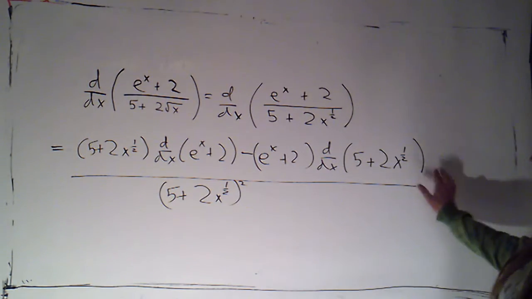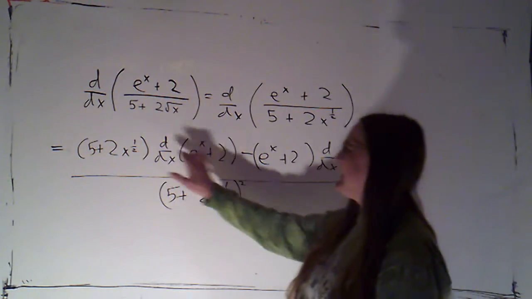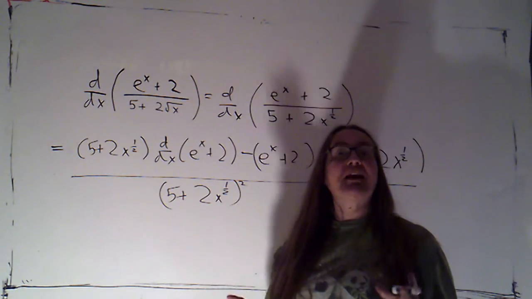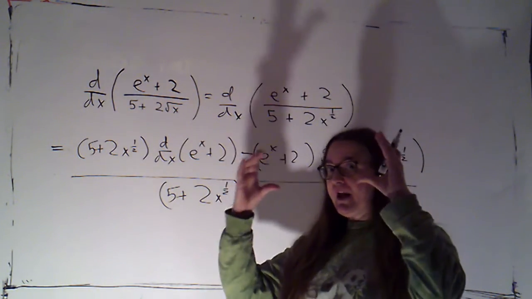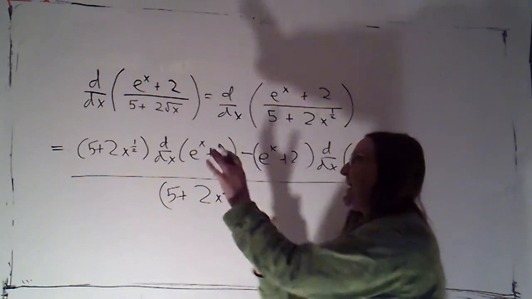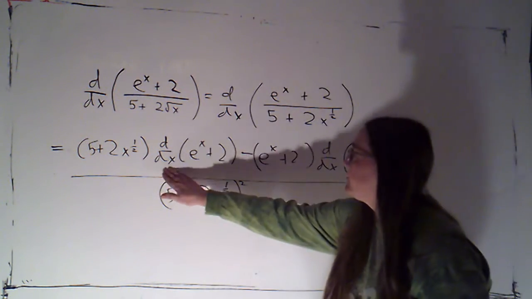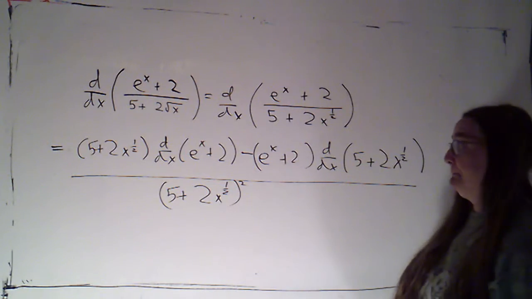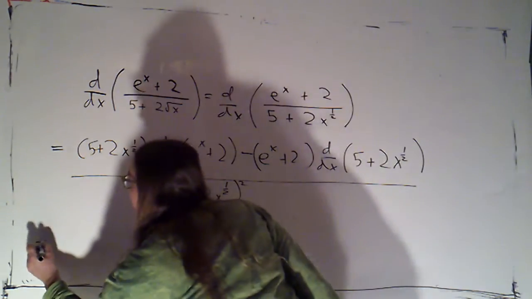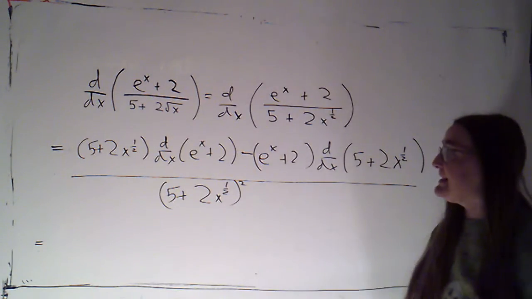I will just point out there are lots of parentheses in here because the top and bottom both had 2 terms. So I'm multiplying both terms by the other factor, and I'm taking the derivative of the whole thing. Okay, so let's go back and evaluate our d by dx's.